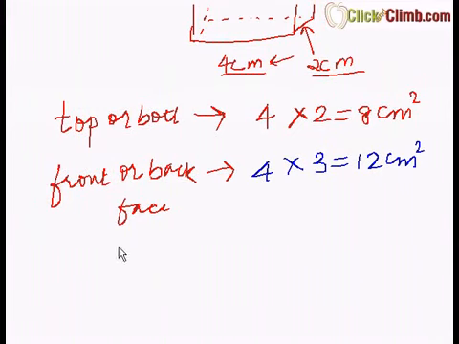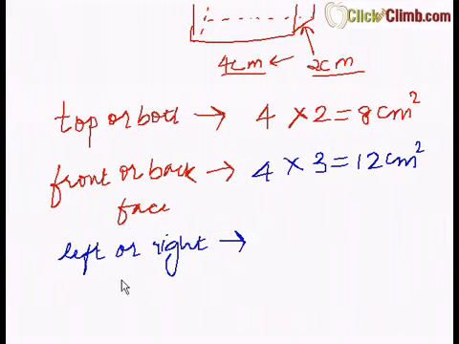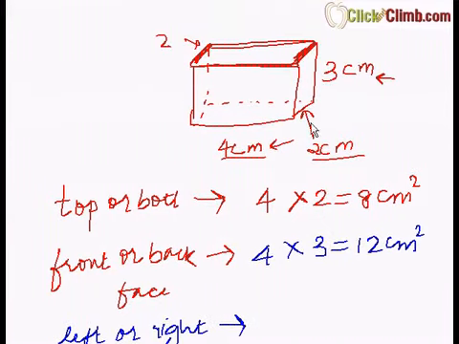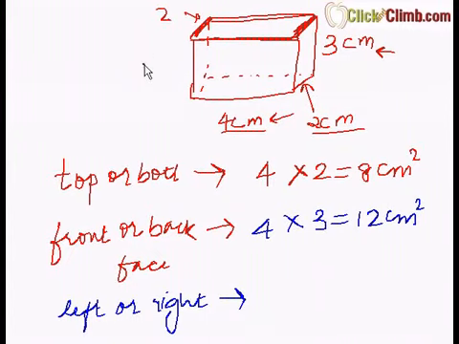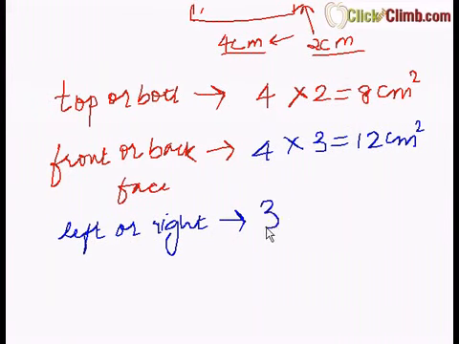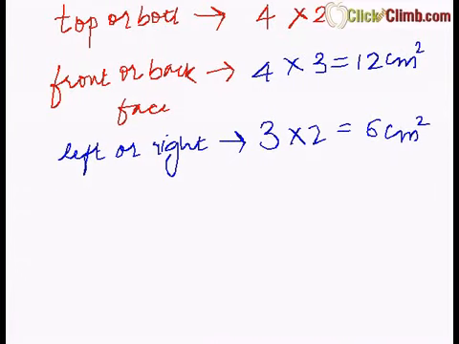All right, now the last one will be either we find the left or the right face. So the area of the left or the right face will be 3 and the 2. Okay, we are talking about this face and this face. That will be 3 times 2, and that will give us 6 centimeters squared. So we got all these three areas, the top or the bottom, front or back, and left and right.